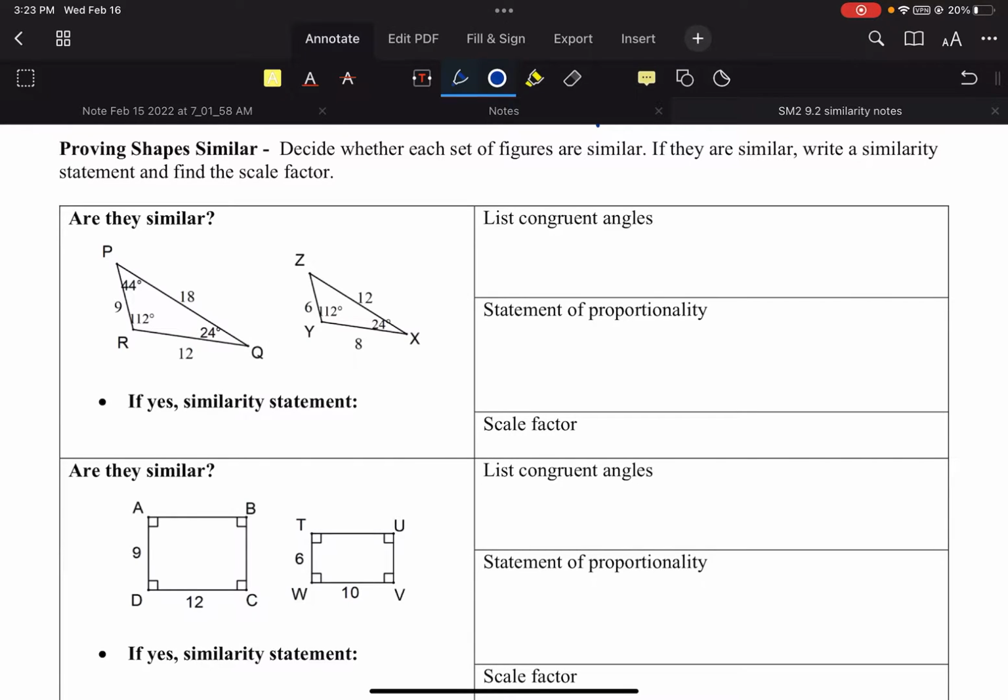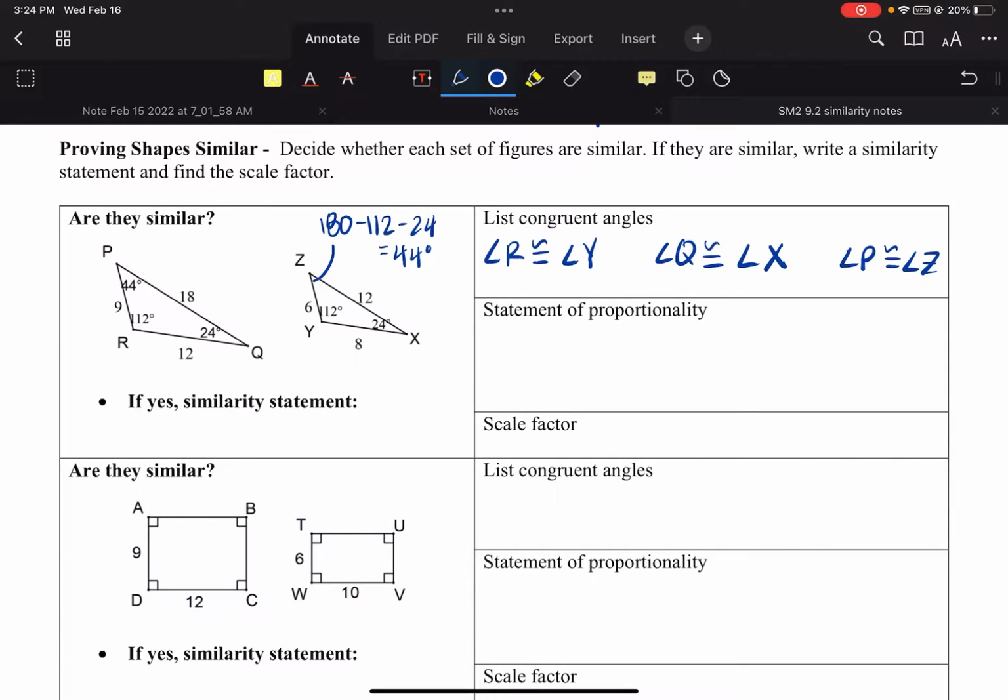So notice that angle R and angle Y are both 112 degrees. So we could say angle R is congruent to angle Y. Also notice that angle Q and angle X are both 24 degrees. And then we've got to figure out what angle Z is. Hopefully it's 44, so it matches up with angle P over here. To figure out this third angle, we can just subtract from 180. So 180 minus 112 minus the 24, and we'll get 44 degrees, which means that angle P is congruent to angle Z. So these two triangles, all the corresponding angles are congruent.